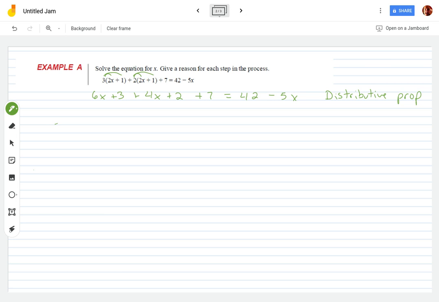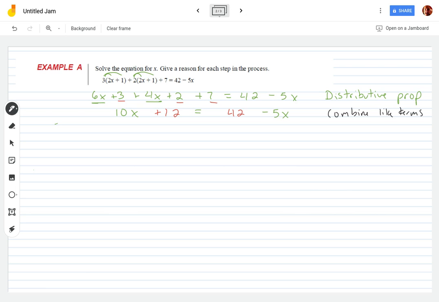Okay, so the next thing I'm going to do is combine my like terms. I'm going to combine the 6x and the 4x, and then I'm going to also combine the 3, the 2, and the 7. So I'm going to have 6x plus 4x is 10x, and 3 plus 2 plus 7, well, 3 plus 7 is 10, plus 2 is 12. And we can say that equals minus 5x. I'm going to try and color code this here. And we also get 42. And so why can we do that? We are combining like terms. That's the property we can use to do everything that we just did.